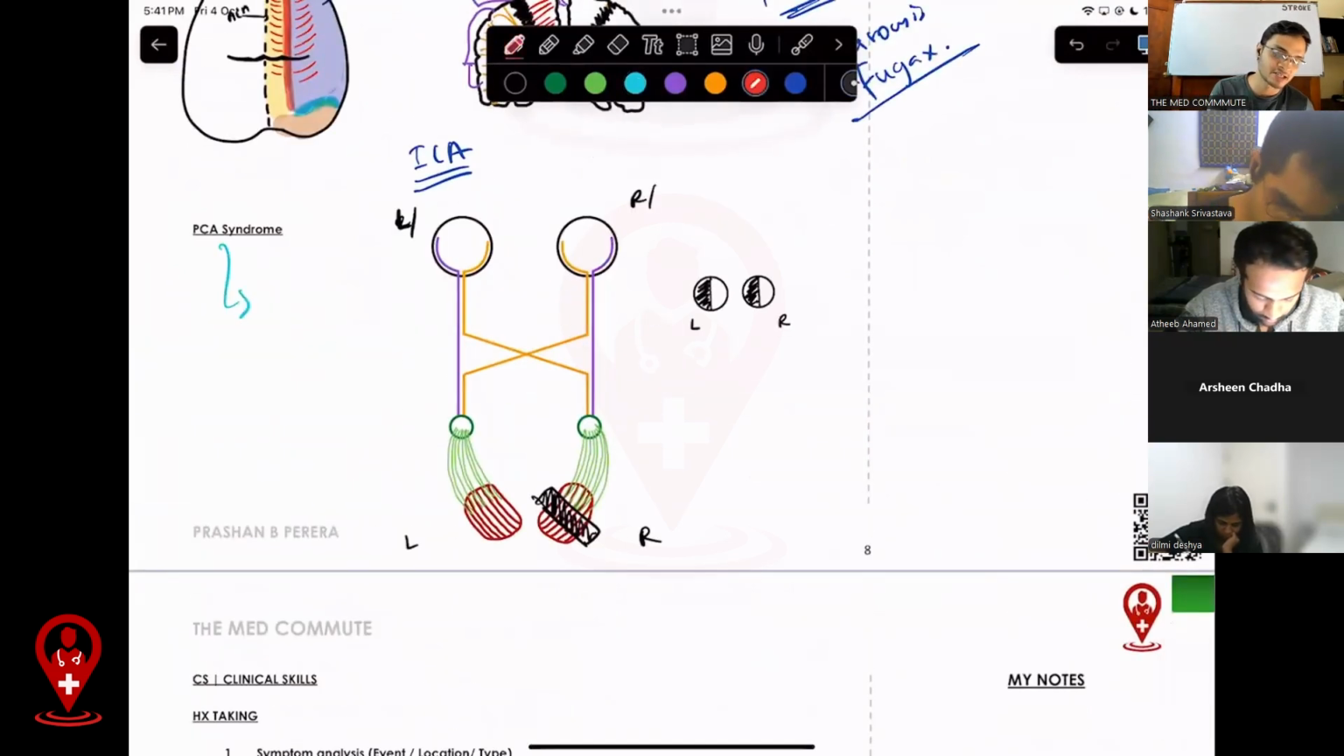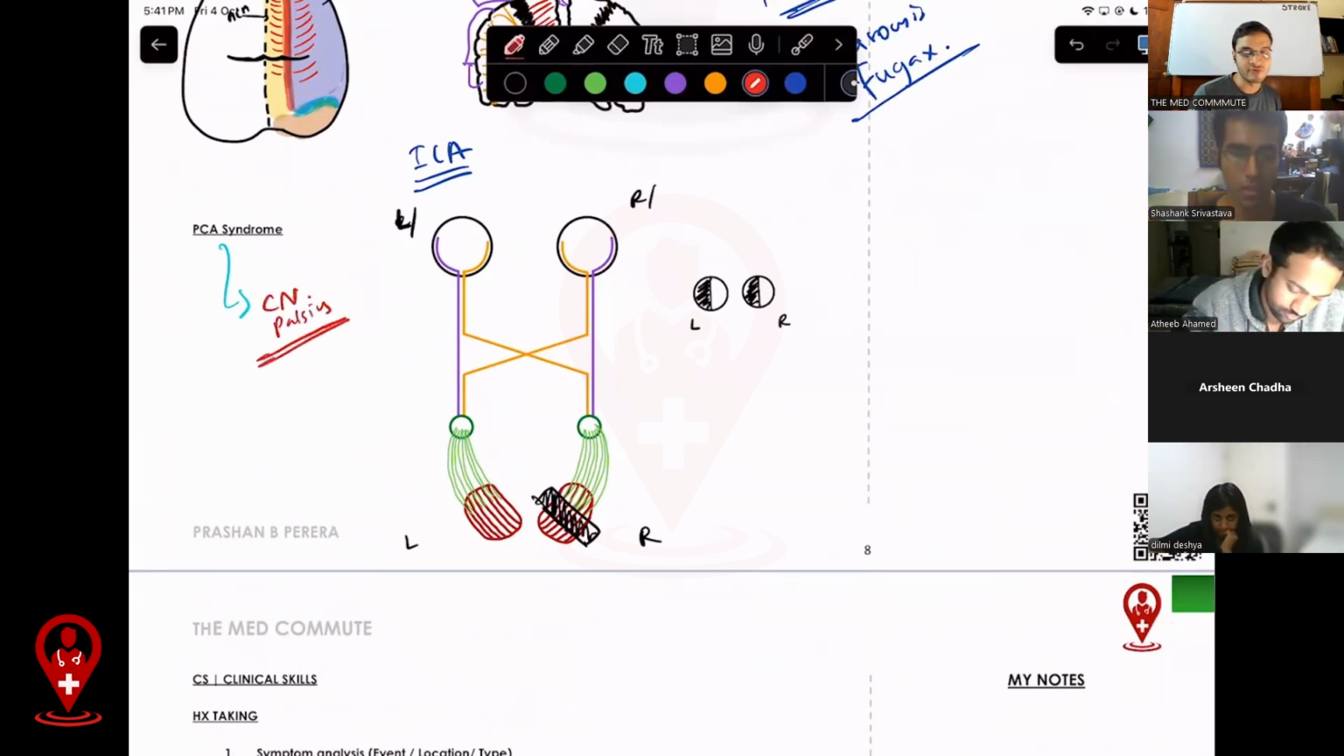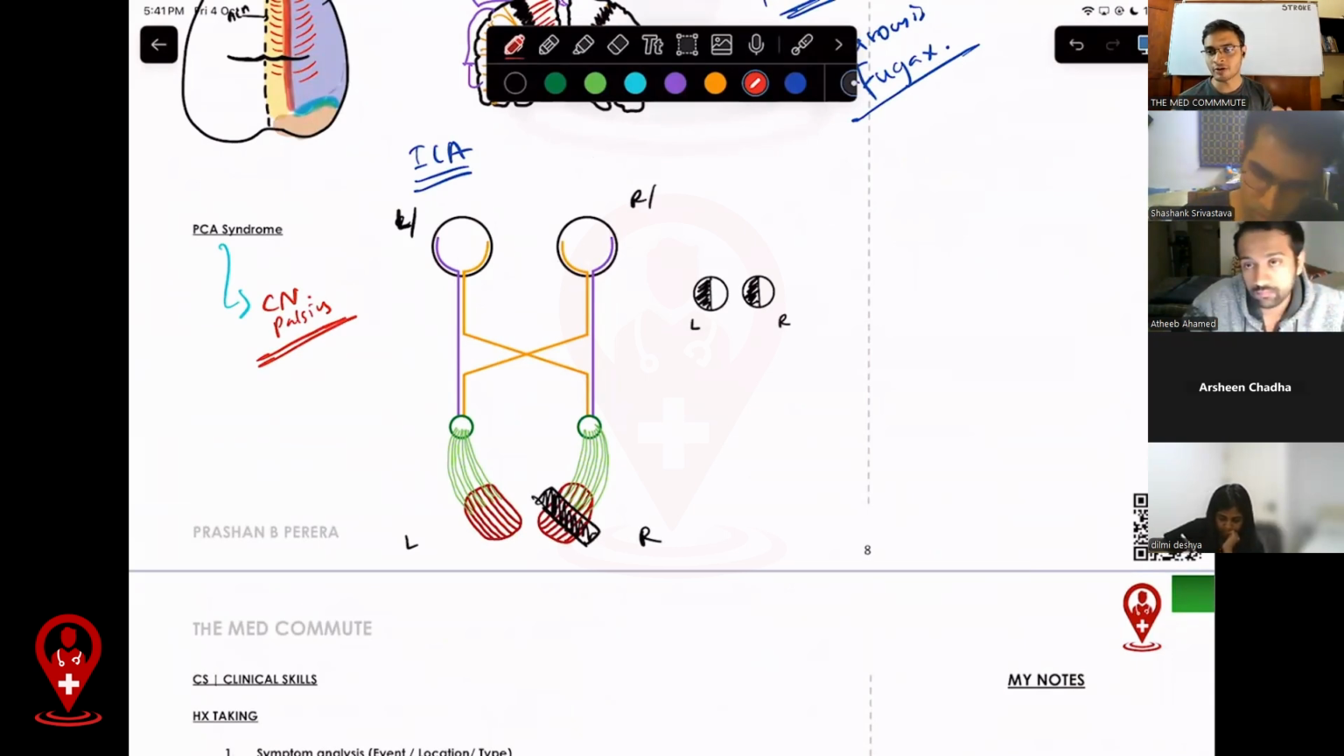The remaining manifestations will be related to our brainstem. What are those? Our cranial nerve palsies will be there. Now, this we are not going to talk about today. The cranial nerve palsies is a different topic, we'll talk about that later. So for PCA syndromes, what can you have? Contralateral homonymous hemianopia can be there, as well as cranial nerve palsies. We're not going to talk about that today. Is everyone clear up to this point?